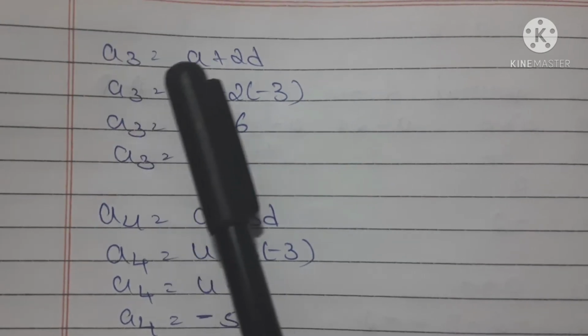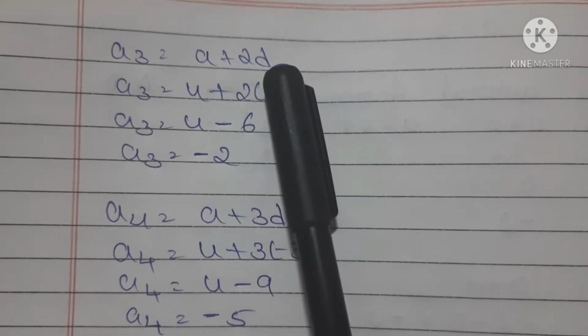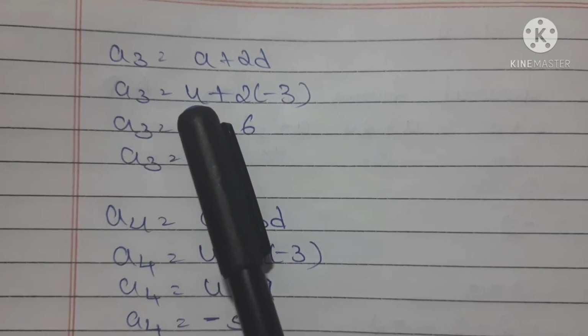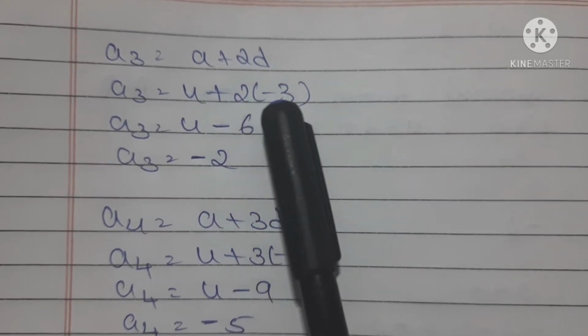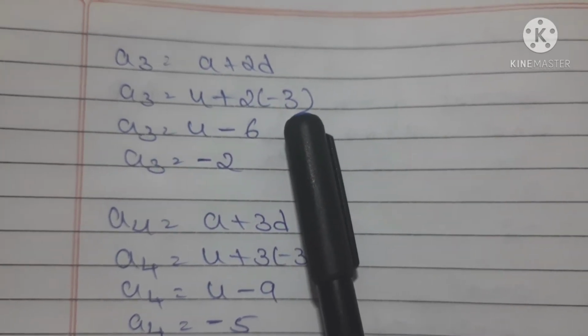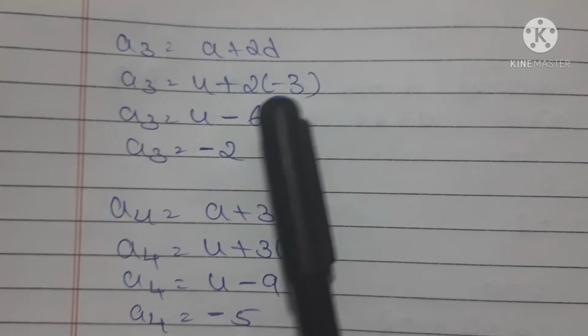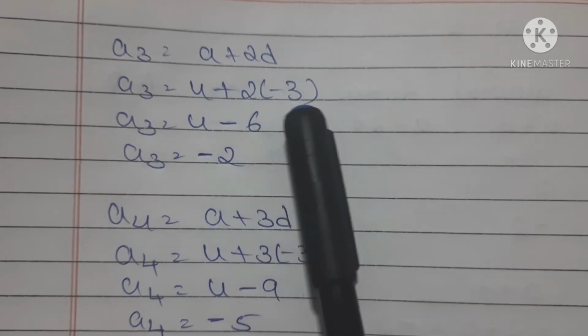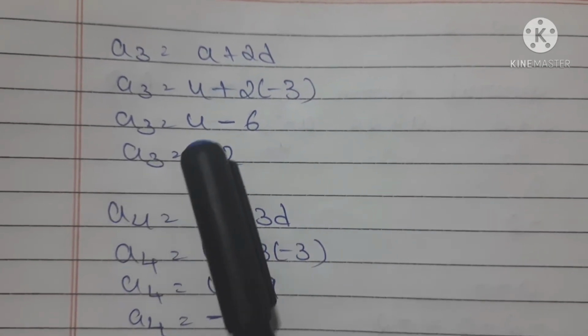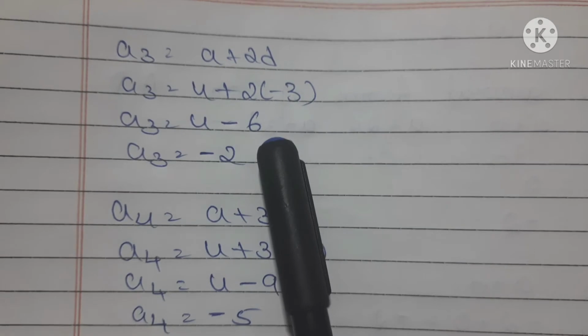Now a3 is equal to a plus 2d. a3 is equal to 4 plus 2 into minus 3. Now a3 is equal to 4. Here plus into minus, minus 2 3s are 6. a3 is equal to 4 minus 6.